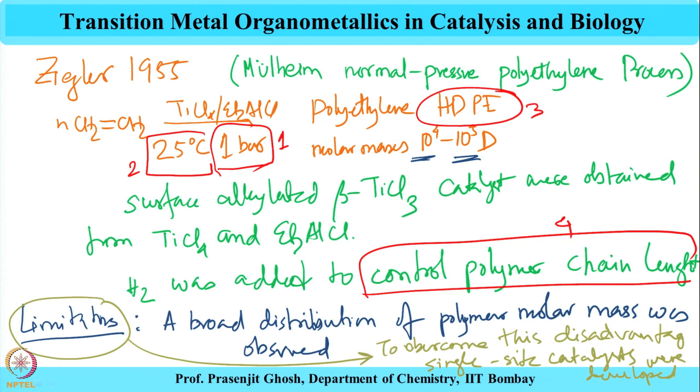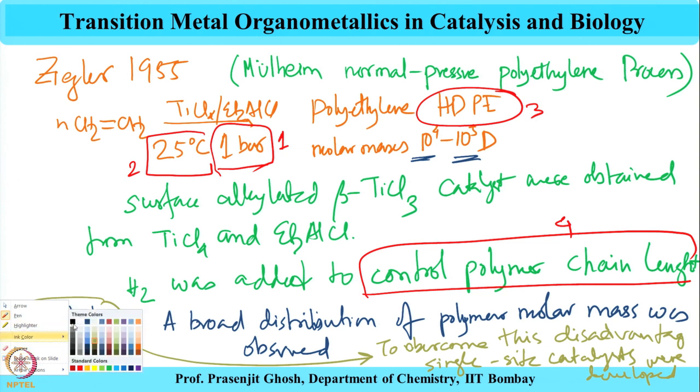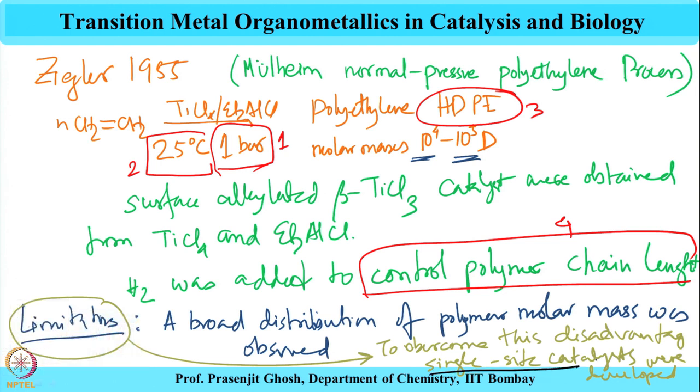And this single site catalyst would give a narrow distribution of molecular weight, and so they would give a more narrow and well behaved type of polymer molecular weight. So this was the story about the first half of the Ziegler-Natta catalysis.